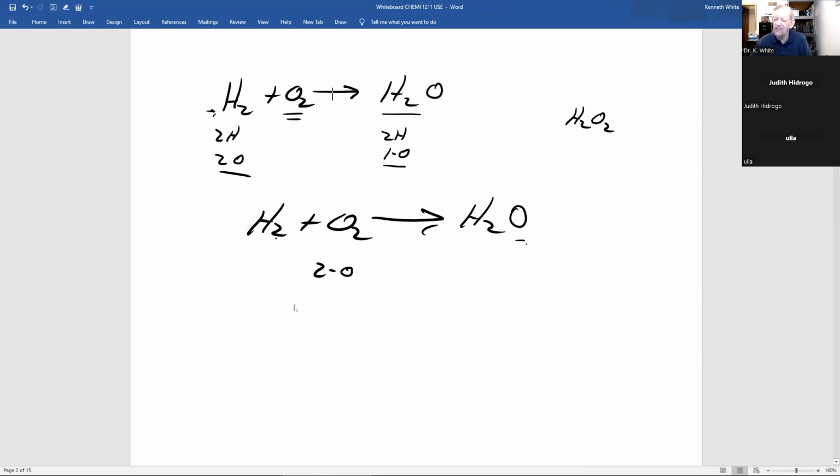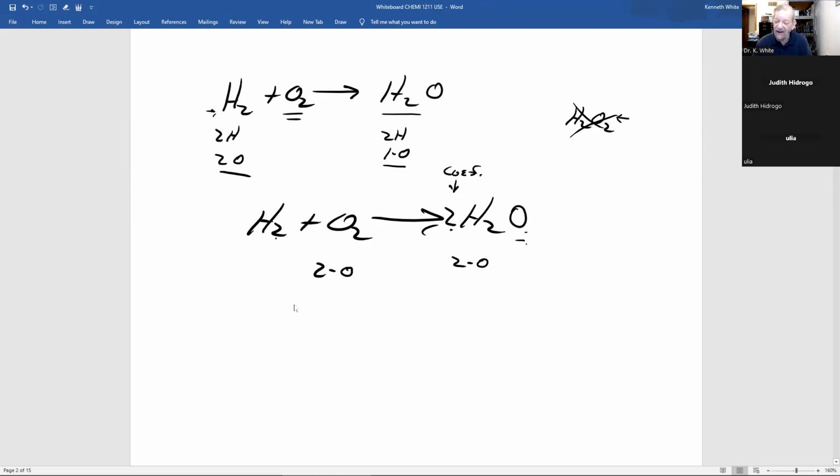This is another molecule. This is called hydrogen peroxide. And that's not what we're making. We're making water. You cannot change the formula, but you can change how many. And if I had 2 of them here, this is the coefficient. And now 2 times 1 tells me there's 2 oxygen.